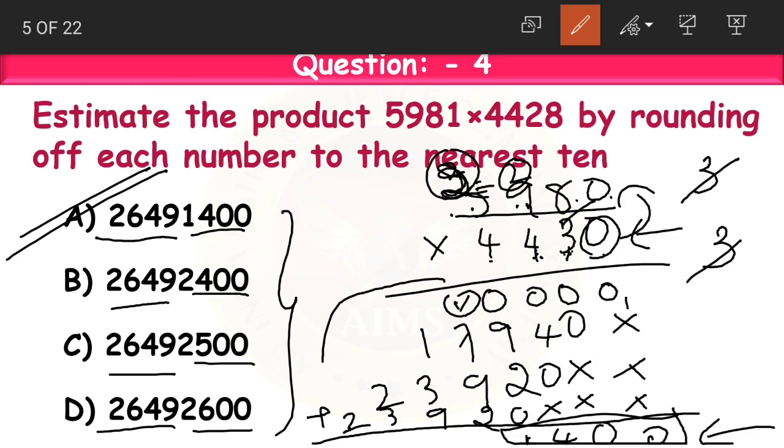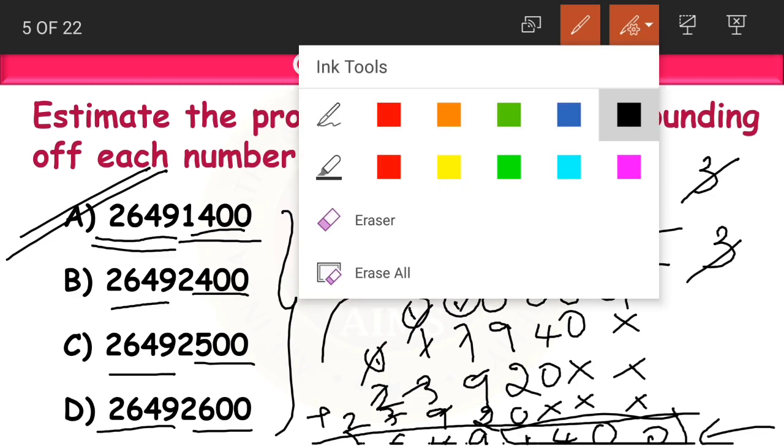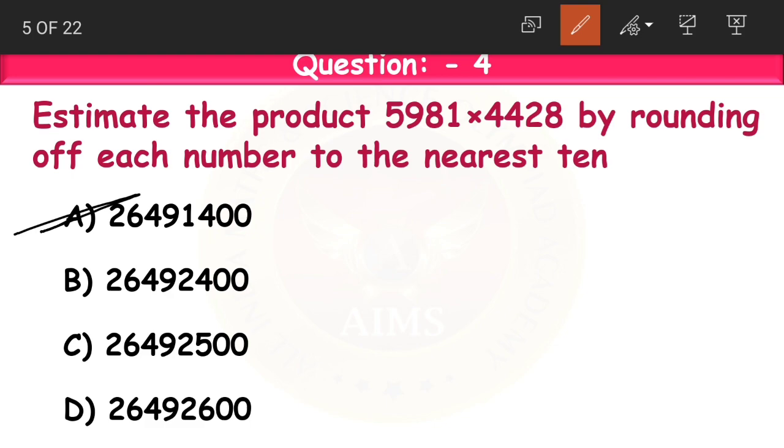Now 1 plus 7, 8. 8 plus 9 becomes 17. 17 plus 2 becomes 19. 1 carried. 1 plus 1, 2. 2 plus 3, 5. 5 plus 9, 14. 1 carried. Again 1 plus 2, 3. 3 plus 3, 6. Again 2, 6, 4, 9. 1, 4, 0, 0. Yes, we got option A as the correct answer by estimating both the numbers to their nearest 10 and then multiplying. Yes, students?